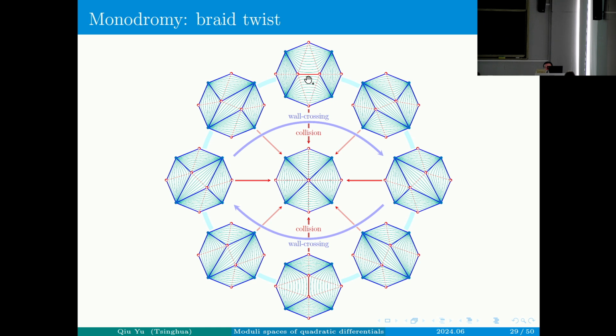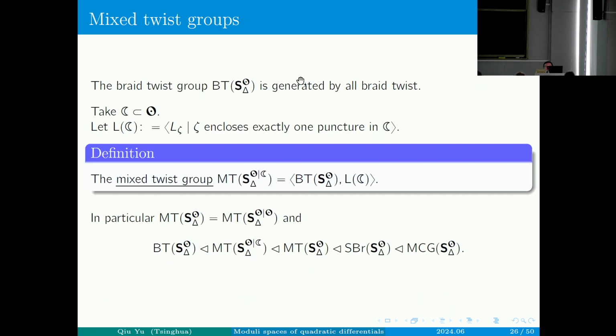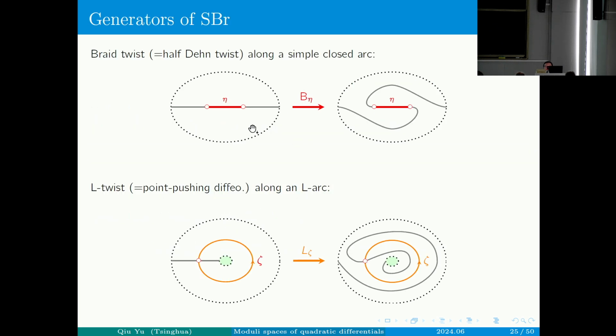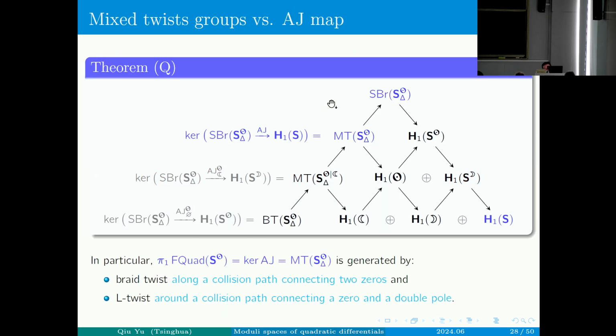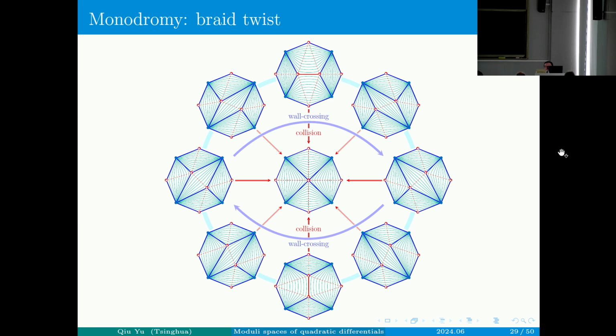However, you can just twist these two zeros, just move them around, say around this loop. It will rotate clockwise, and it will come back to itself. So this is a loop in the moduli space of quadratic differentials. If you forget about the foliation structure, everything, it becomes the braid twist we're drawing here. So that's the meaning of the braid twist in the moduli space of quadratic differentials.